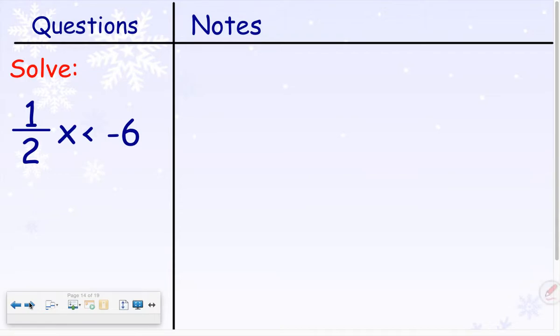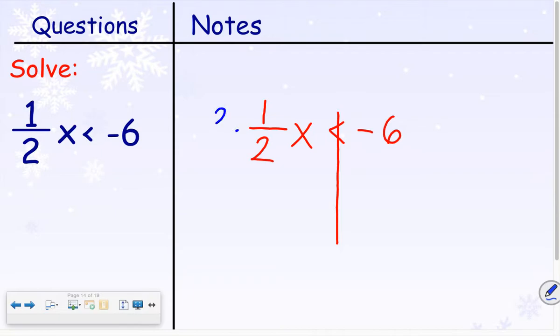One half x is less than negative 6. So we have a fraction again. To get rid of a fraction, times both sides by the reciprocal. So 2 over 1, or 2. This would be 2 over 2, which makes 1.